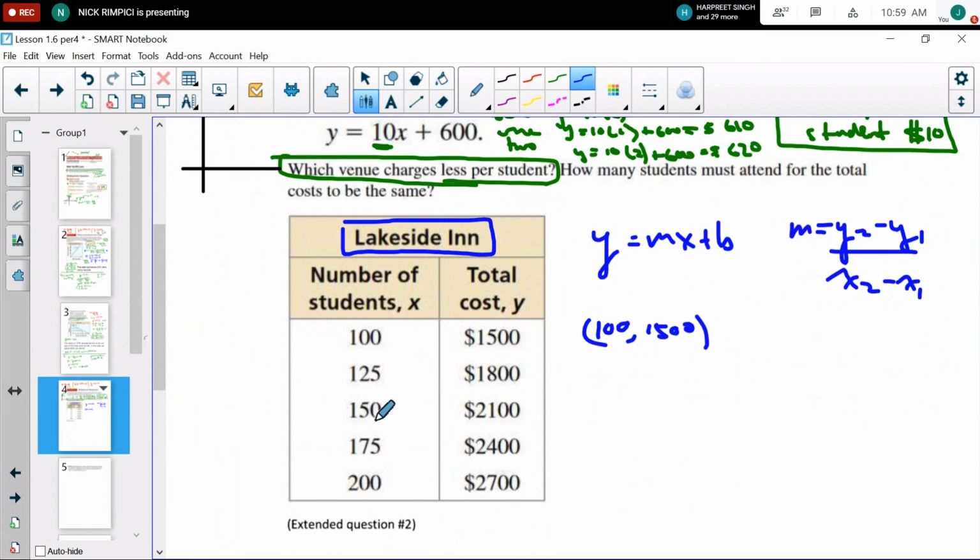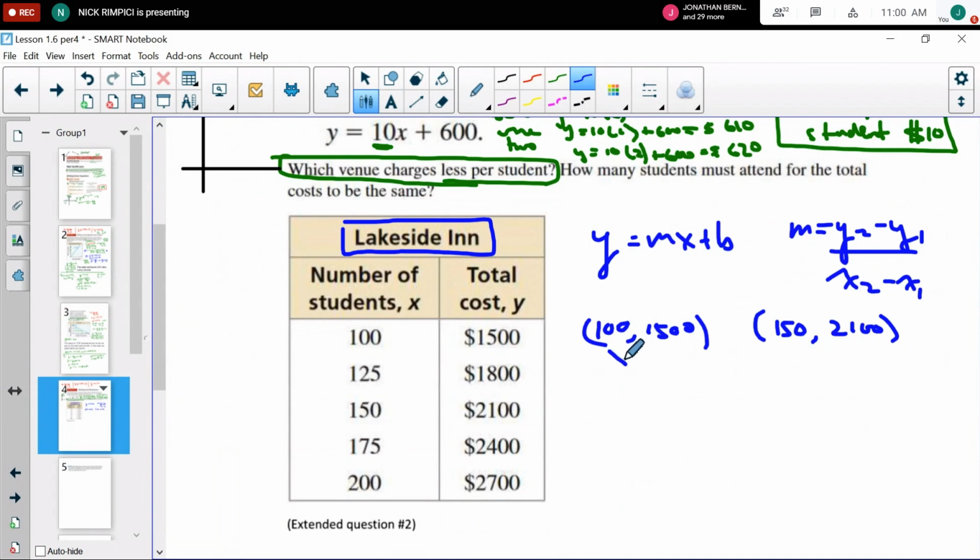Let's choose a different one. I'll choose 150 and 2100. Again, it's up to you. You can choose any two you want. Just make sure if you pick 100, you have to pick 1500. If you pick 125, you have to pick 1800, because for any X you pick, you must pick the Y that corresponds. You can't mix and match those.